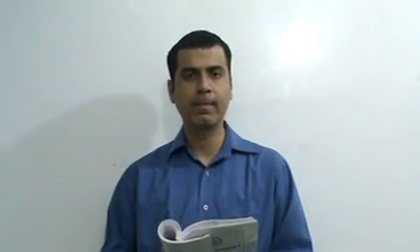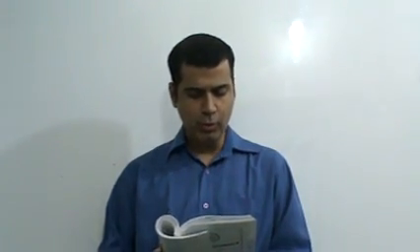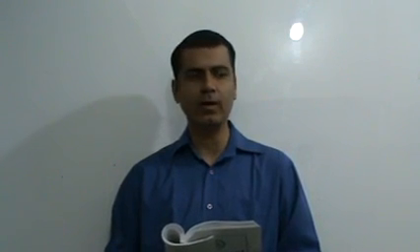Find the trigonometric ratios of an angle in standard position whose terminal arm passes through the point root 5 comma minus 2.